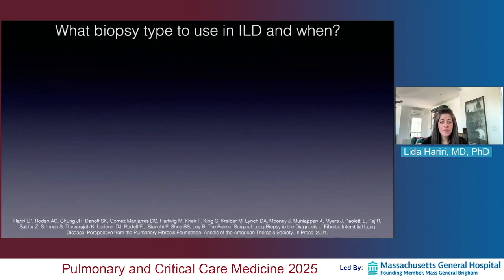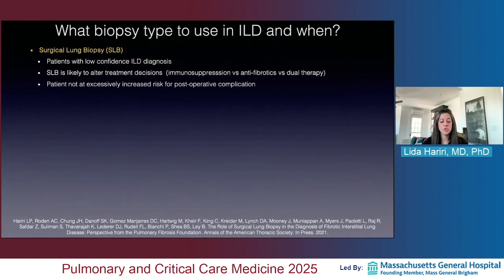Now, the type of biopsy you use and when. So surgical lung biopsy, I would say here, these are for patients who have a low or maybe even a medium confidence ILD diagnosis, where the surgical lung biopsy is likely to alter your treatment decision of, are you going to use immunosuppression? Are you going to use antifibrotics? And are you going to use dual therapy? And importantly, in patients who are not at excessively increased risk for postoperative complication.